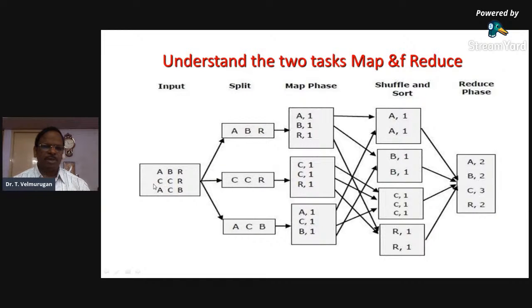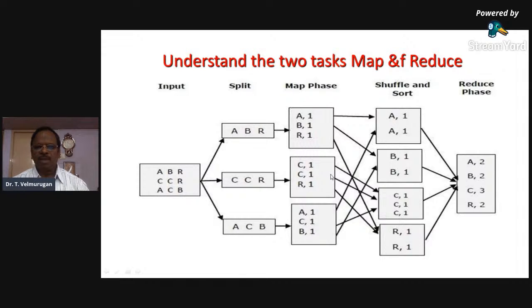Very simple. ABR or CCR or ACB, these are some input characters. We can split these input characters. ABR first, CCR second, ACB third, splitting. By using the map phase, you can note that A appears only one time, B appears only one time, R appears only one time. Here, you can see C appears 2 times, R appears 1 time. A appears 1 time, C appears 1 time, B appears 1 time.